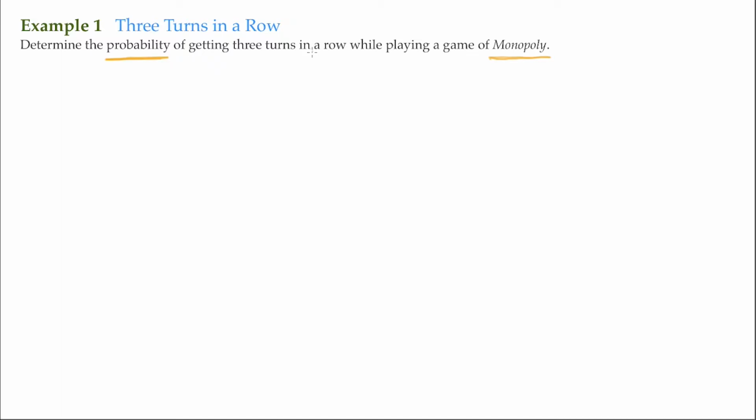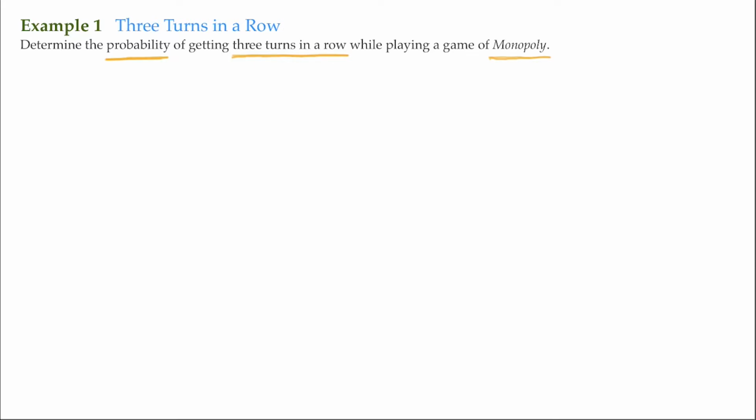And another thing to point out is it says 3 turns in a row. In order to get another turn after you roll your first turn, you have to get doubles. So the idea here is that your first roll has to be doubles. Your second roll has to be doubles, and then your third roll cannot be doubles. If it was, then we continue on rolling. So we only want 3 turns in a row.